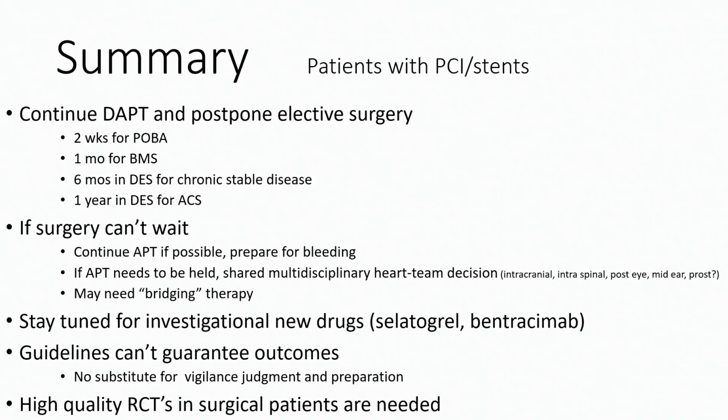So to summarize, continue dual antiplatelet therapy and postpone elective surgery wherever possible. For 2 weeks if it's a balloon angioplasty, for a month for bare metal stents, for 6 months if it's a drug-eluting stent and it has been placed for chronic ischemic heart disease, and for a year if the drug-eluting stent was placed for acute coronary syndrome. If surgery cannot wait, as it was in this case, continue the antiplatelet therapy whenever possible, and prepare for bleeding.